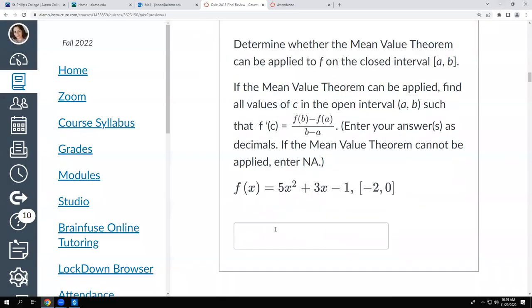So in here it says enter your answer or answers as decimals. If the mean value theorem cannot be applied in A, well, I didn't really get a decimal. I just got negative 1. So I'm just going to type that. If you've typed 0.0, it should still take it.